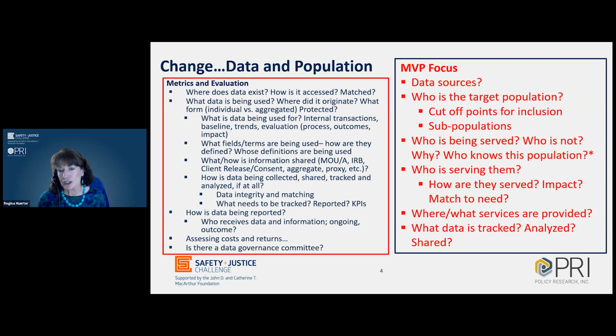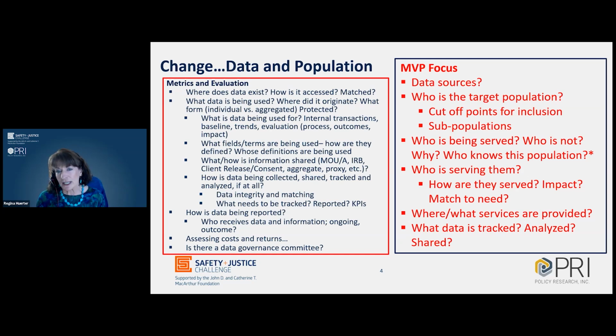And then, how is information shared? Is it through a memorandum of agreement or understanding? Do you have to have an IRB? Are you making sure that you have client consent and release, especially for studies? Are you looking at it from aggregated? Are you using proxy data? And then, how is it being tracked and analyzed? So there's a lot of different things that come into this. Part of it is always thinking about, what are you going to end up reporting? And what are those key performance indicators you want to make sure that everybody's agreeing on, and that they're really going to tell the story about what your issue is and what your desired state looks like.